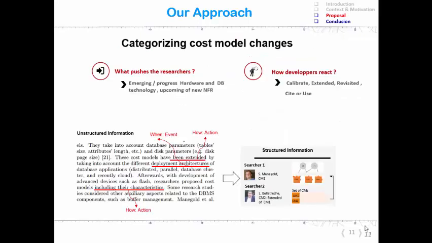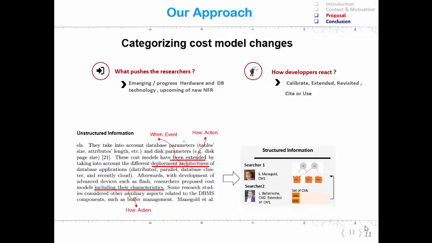We have reviewed the scientific papers and stated their contributions, examining the assumptions of different database cost models. To study the changes, we need different versions of cost models. We summarize the categories of changes that push researchers to revisit the cost models defined in the past. In our analysis, we consider the following categories of change: calibrated, or made more expressive; extended, integrating a new dimension like energy; revisited, building them from scratch; and cited or used in several physical design applications.